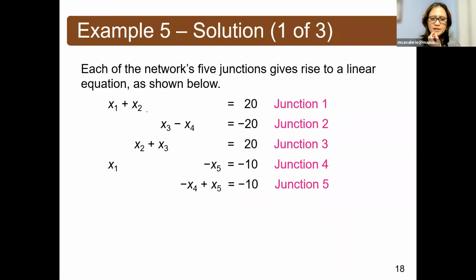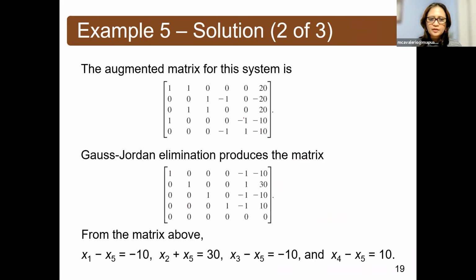So as you can see, this will be the model. Okay, this will be the system of equations. So we have here the conservation principle at different junctions, and we come up with the augmented matrix for the system. And then by applying Gauss-Jordan elimination, the reduced row echelon form will have the following. Notice that we ended up with a row of zeros.